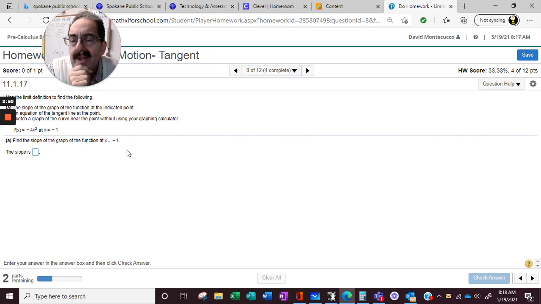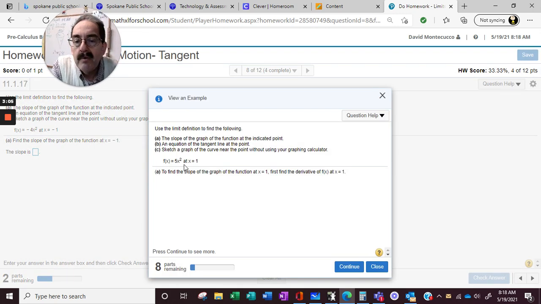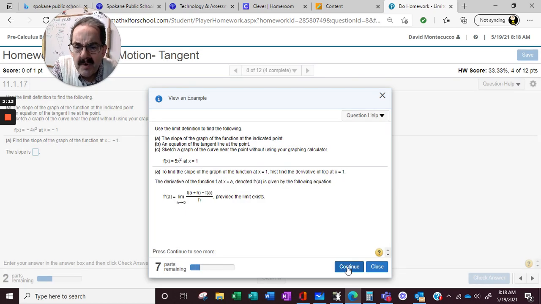And the slope of the line. Remember last week on the video, I wasn't sure what to do. We take that instantaneous and plug the value -1 into it. Okay, so let's just view an example here. We have 5x squared at x equals 1, the slope and the derivative. This idea of a derivative: the limit of this function plus h minus the function, provided the limit exists.